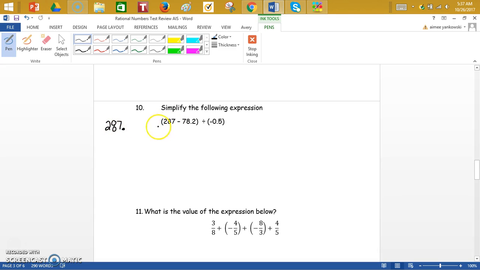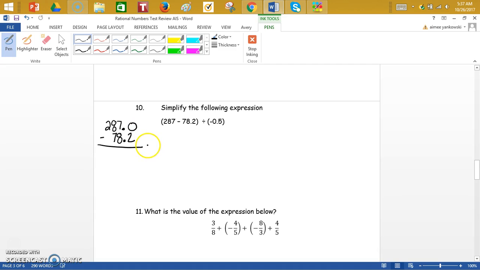Lining up my place value. So in my tens place, I have a 7. In my ones place, I have an 8. So that has to be in the ones place. Then I have my decimal point. Then in the tens place, I have a 2. If I'm going to do this subtraction, I don't have a number here in the tens place.